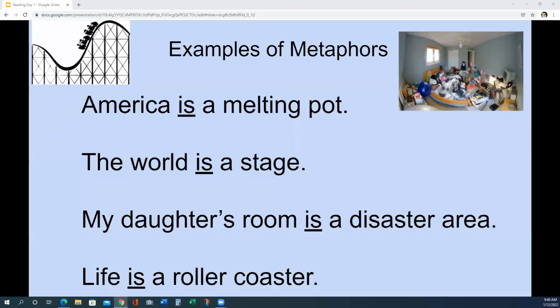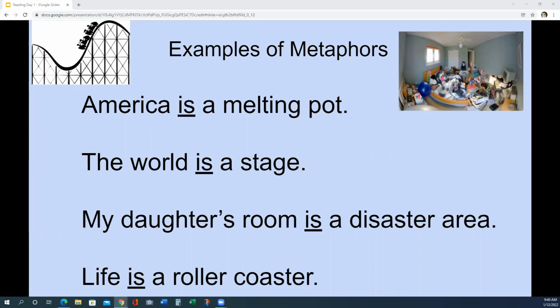Let's see some more examples of metaphors. America is a melting pot. I've heard this my whole life, and it is absolutely true. We live in America where we have lots of different cultures and races and backgrounds all in one place. It's one of the only countries in the world like that. Everybody comes here mostly for freedom from government control, freedom from religion control, things like that. So we come from all different places for new opportunities, and we are a melting pot.